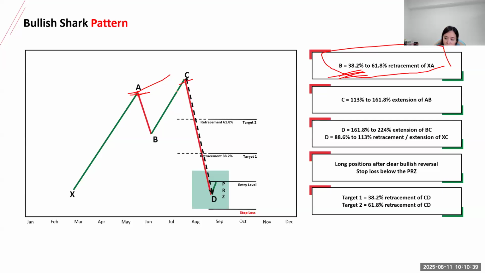Because usually C will retrace between 38.2 to 88.6%, but in this case, C could go all the way to 113 or 161.8 of AB. So basically, C is going to be the extension. This is the only pattern like this. The rest just retrace anywhere between 38.2 to 88.6%, then you get the C leg. Right? Okay? Yes? Okay. So far so good, guys.